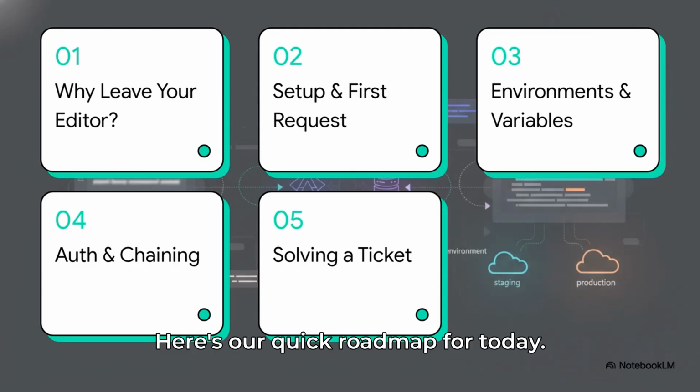Here's our quick roadmap for today. We've got 5 sections. 1, why leave your editor? 2, setup and first request. 3, environments and variables. 4, auth headers and chaining. And finally, section 5, solving a real-world support ticket.